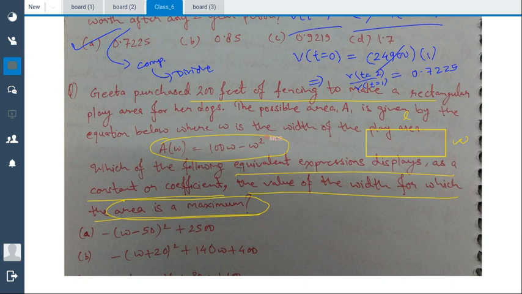Wait, what did you ask us to do again? I'm just asking. I'm asking you at what value of W you are going to get the maximum value of AW or the minimum value of AW. You need to tell me.